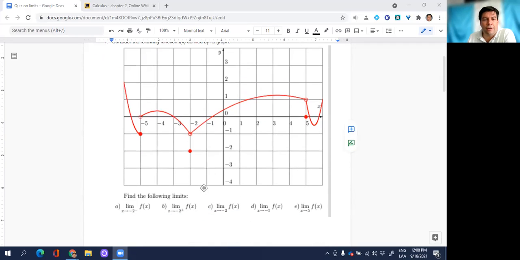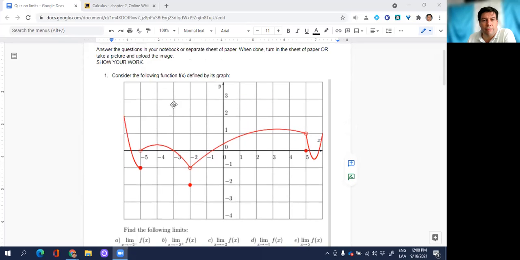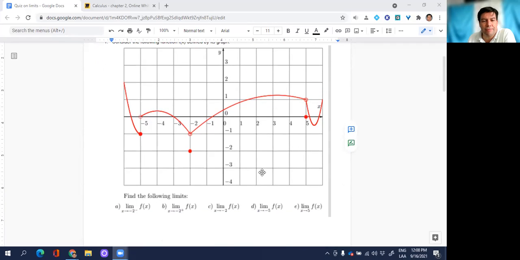Okay, so here we have question 1. Find all these limits based on this graph. This one says the limit as x approaches -2 from the left of f of x. Okay, and this is the graph of f of x. Here's -2. As we get close to -2 on the left, the y value is getting close to -1.